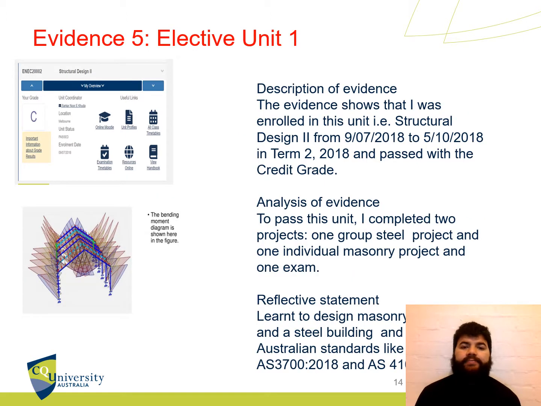Talking about elective unit 1, the evidence shows that I was enrolled in this unit, i.e. structural design 2, and passed this with the credit grade. To pass this unit, I completed 2 projects, one steel group project and one individual masonry project. I learned about the design of the masonry wall and a steel building along with the use of the Australian codes.